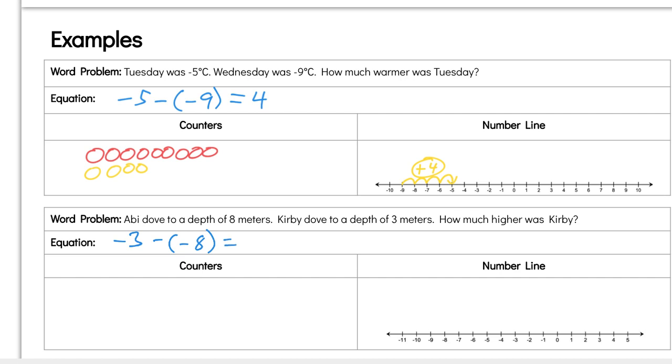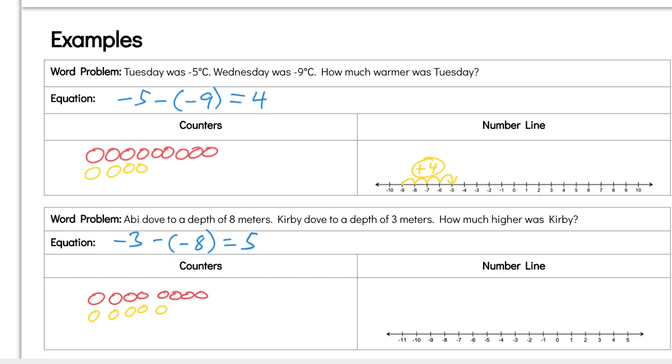What would that look like? Well, we started with 8. 1, 2, 3, 4, 5, 6, 7, 8. And how many do we have to add to get to -3? Well, if I add this, now I've got -7, -6, -5, -4, -3. How many did I add? I added 5. Does that make sense? Yeah, it does, because Kirby is 5 meters higher than Abby.